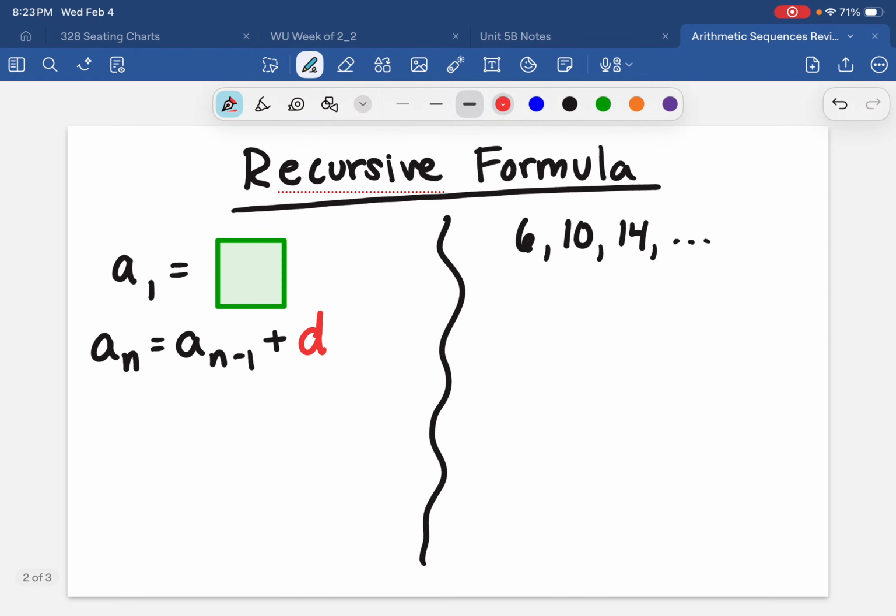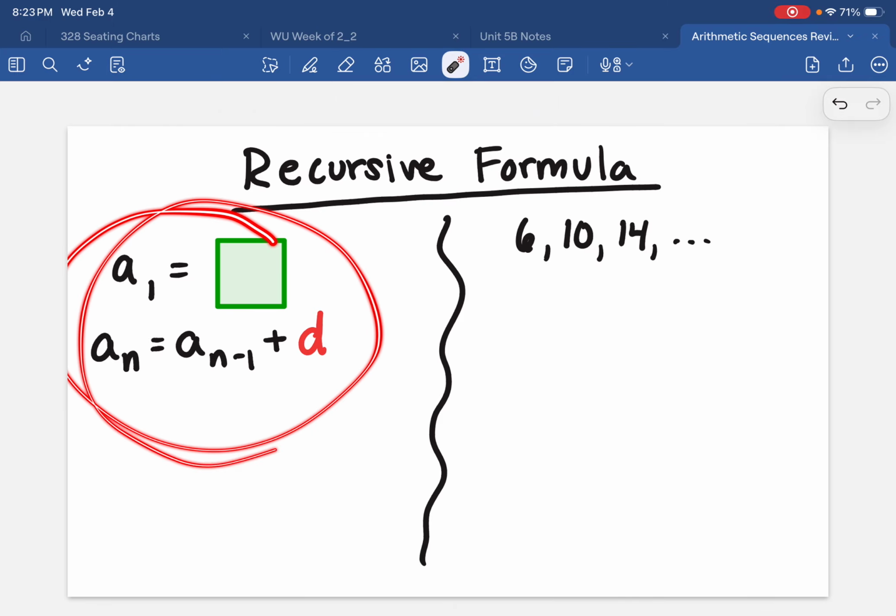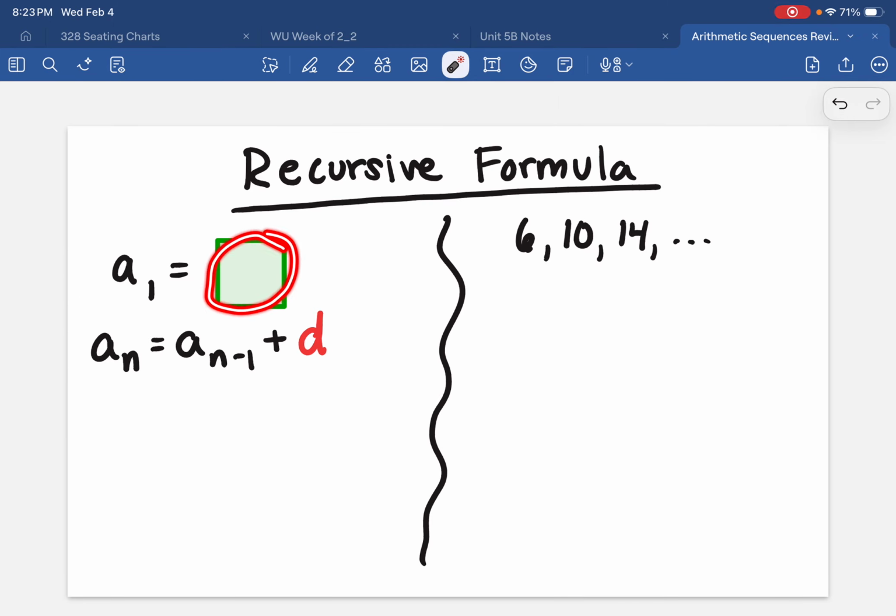Now, we have two ways to write sequences. One is known as the recursive formula. The recursive formula literally shows us what comes next. So I've got the general format over here, and you're literally just plugging in the values for a sub 1 and d, the common difference.